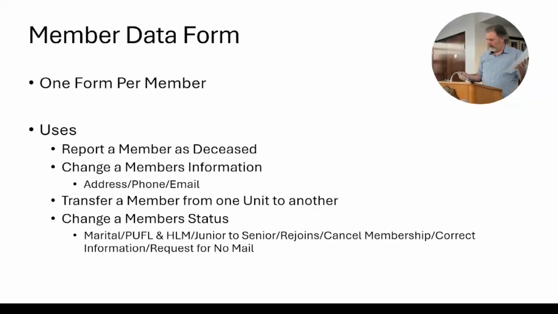And then finally, the other things you can do with this member data form is you can change your marital status in there. You can change if someone is a PUFL or an honorary life member. You can change a junior to a senior with this form. You can rejoin on this form, so you can put the rejoin on this instead of the membership app if you want to. And then you can cancel membership on here. You can correct information. If someone was marked as deceased and they shouldn't have been, you can go back and use this form to correct that. And if you don't want to receive any mail or anything, you can use this form for that as well. Again, a very detailed form with a lot you can do on it. So it's very important to just keep it one form per person. Go ahead and go next slide.